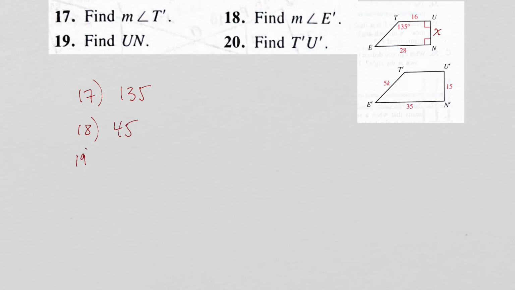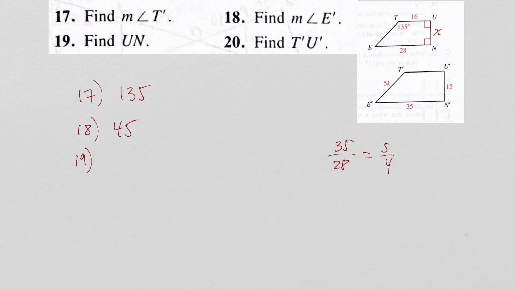Number 19. We want to find UN, which is this right here. And we'll call that X. These are similar. So the ratio to get from one to the next is, this is 28 to 35. So this is 35 over 28. That's the scale factor, which is dividing this out by 7, we get 5 over 4.